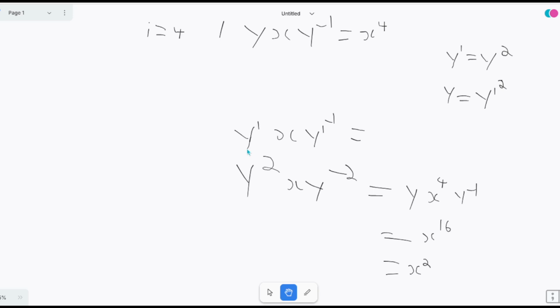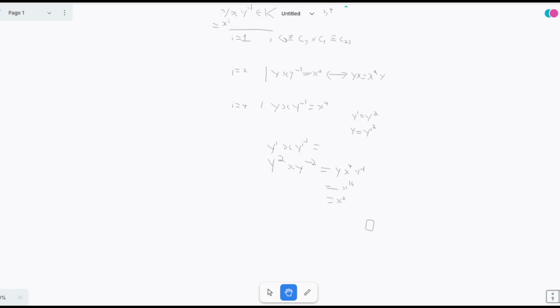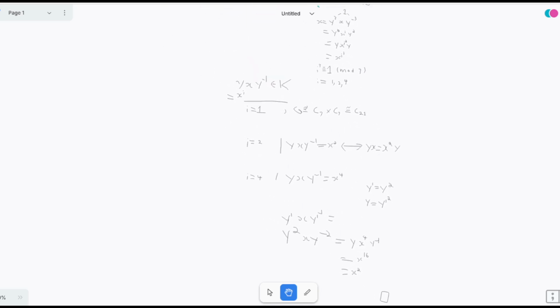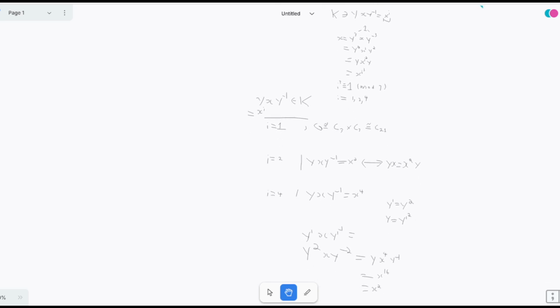But in this case, we have y prime x y prime to negative 1 equals x squared, where y prime is a generator of a Sylow 3 subgroup. And that's actually the previous case, where i equals 2. So we've reduced this to the previous case. And there's only really 2 cases, and that's the proof. There can be no other isomorphism classes for order 21 other than these two. Any questions about this?